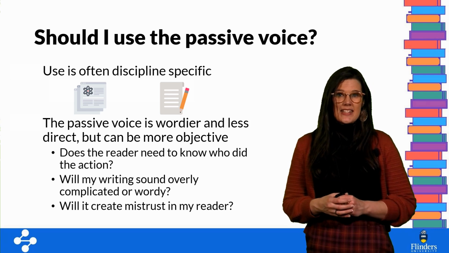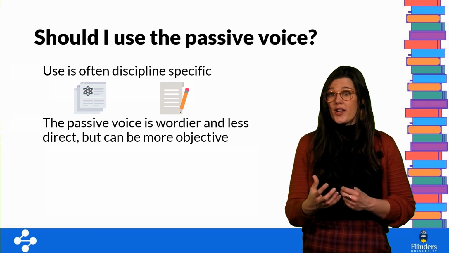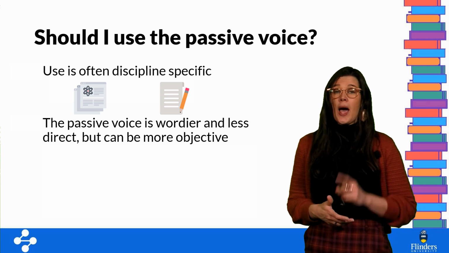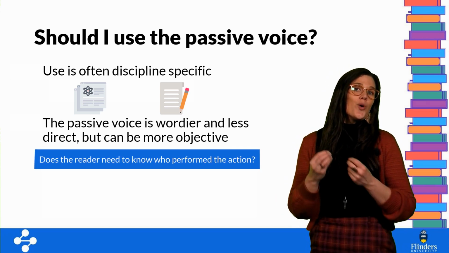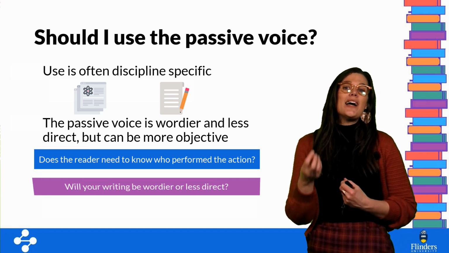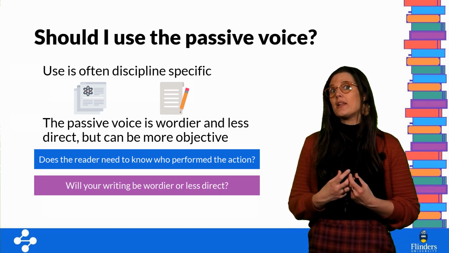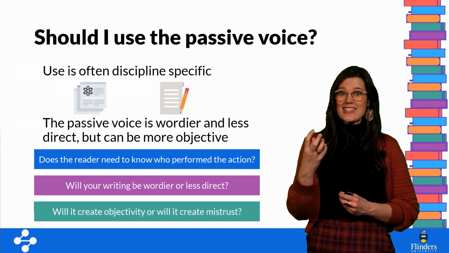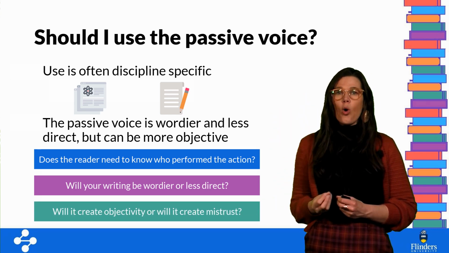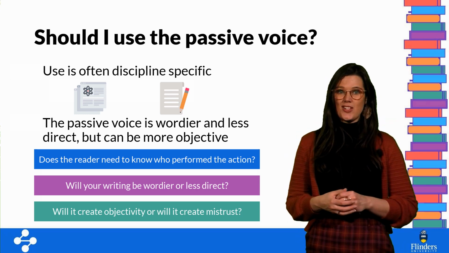The next thing to consider is that the passive voice is often wordier and, as I said, less direct. But it can be more objective. And so, does the reader need to know who did the action? Will your writing sound more overly complicated or wordy if you use the passive voice? Or will it create that sense of objectivity? Or will it create a sense of mistrust in your reader?